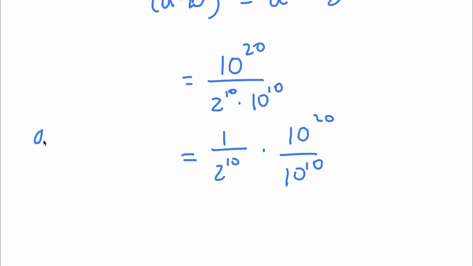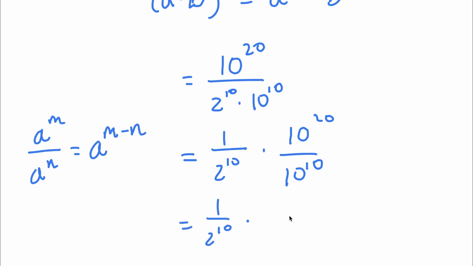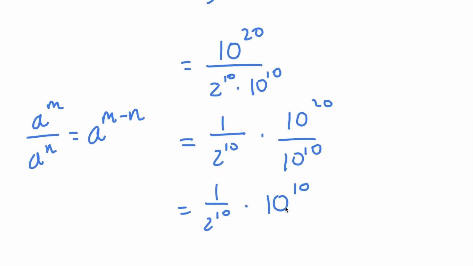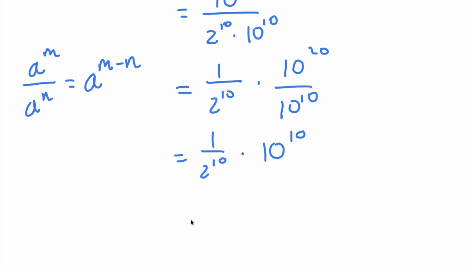Now, if I have something in the form a to the power of m over a to the power of n, this is the same thing as a to the power of m minus n. So 10 to the power of 20 over 10 to the power of 10 equals 10 to the power of 20 minus 10, which is the same thing as 10 to the power of 10. Now, this is the same thing as 10 to the power of 10 over 2 to the power of 10.